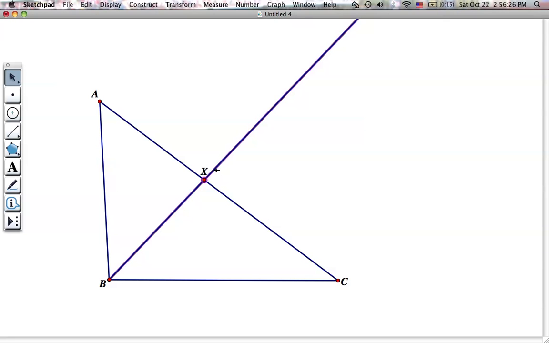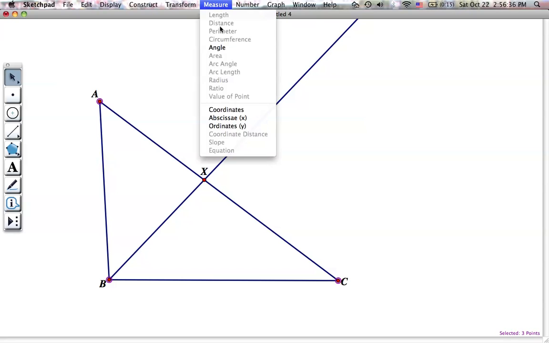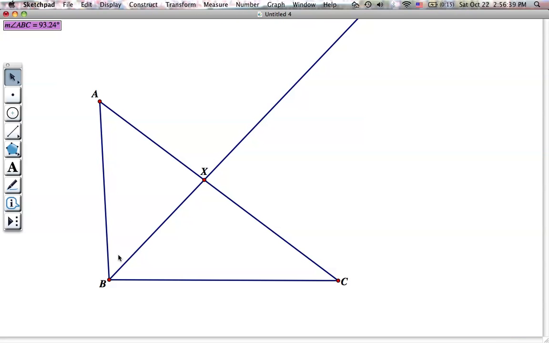Okay? So now let's find out how to figure out the angles. So we're going to press A, then B, then C, and then measure angle. So the angle of B is equal to 93.24 degrees, or ABC equals 93.24 degrees. So now let's figure out ABX by selecting point A, then B, then X. Measure angle.